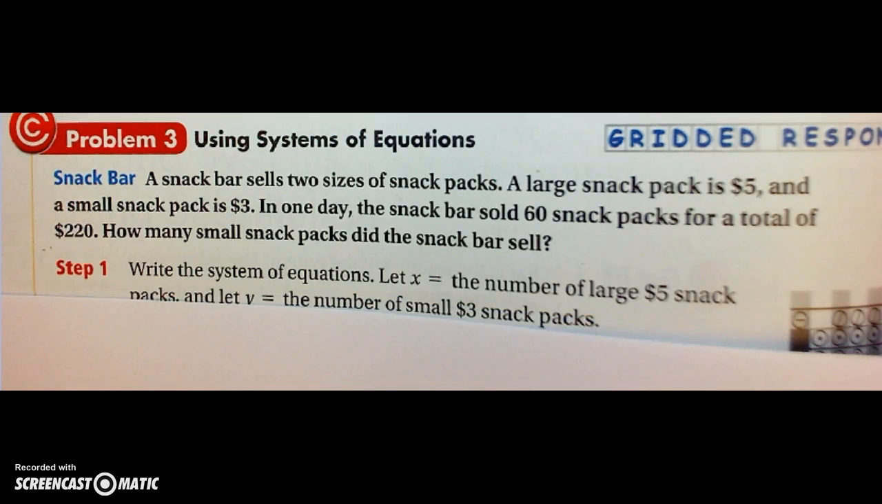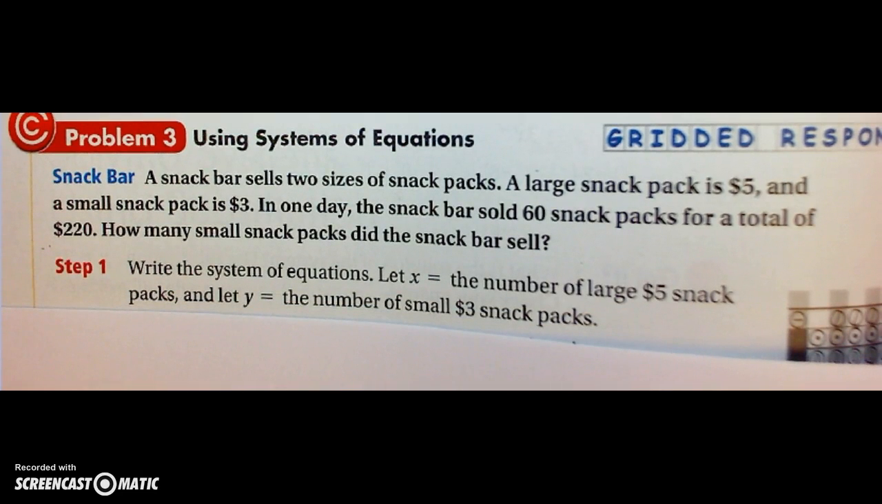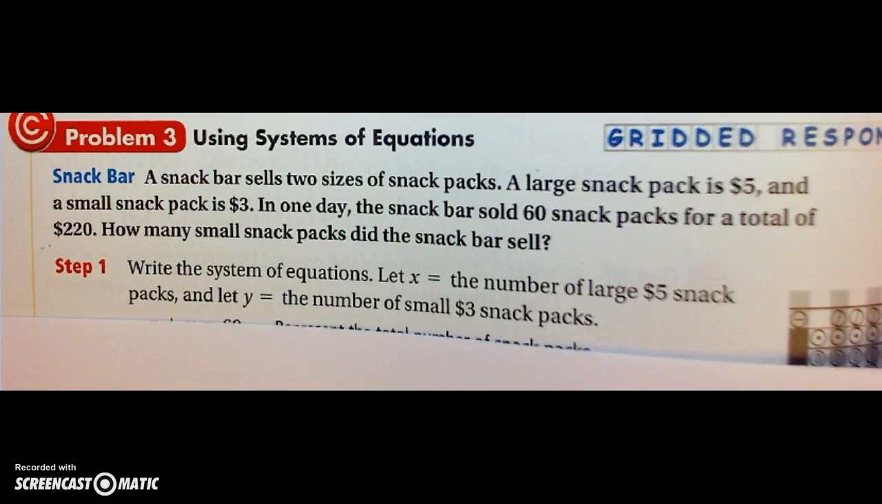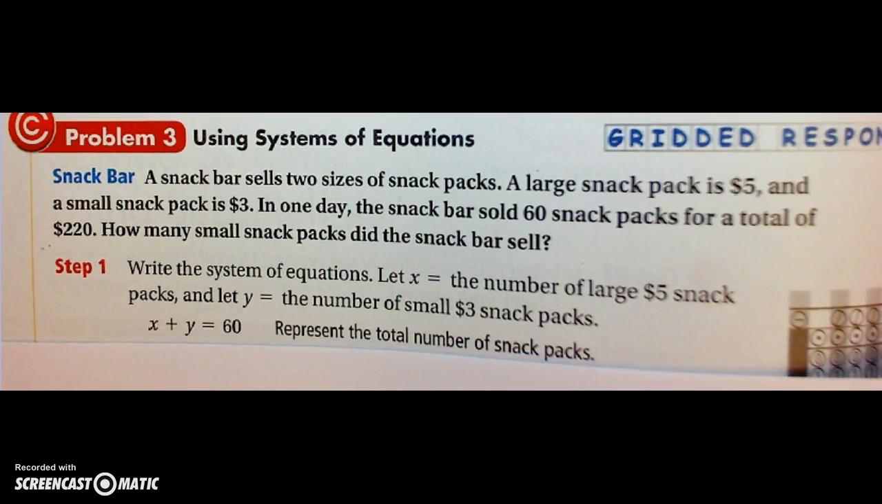So we need to declare what our x and our y is. So we're going to write a system of equations. We're going to let x be the large $5 snack packs, and we're going to let y be the number of small $3 snack packs. So once we declare that, we can write our equations. So the first one is x plus y equals 60, because that's the total number of snack packs that we have.